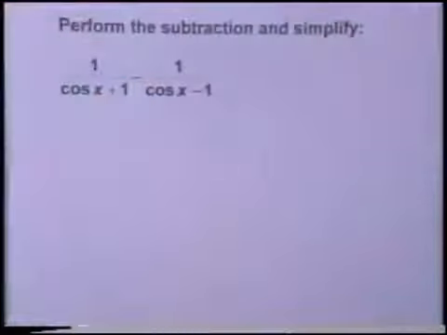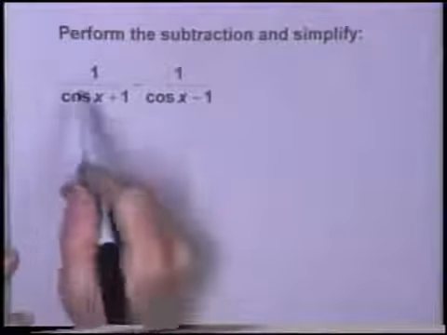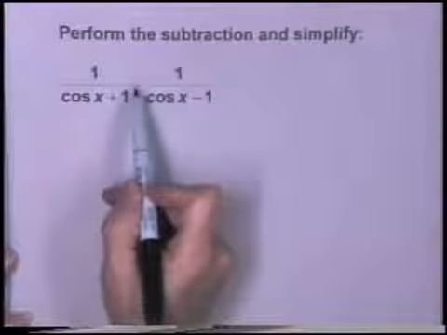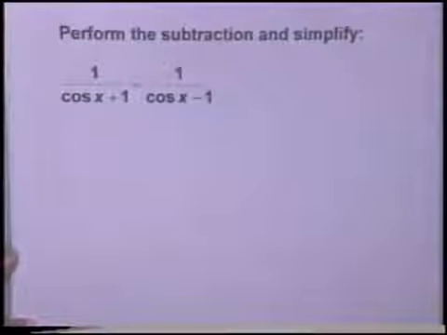Now, before we actually get into verifying identities, I want us to look at some sorts of algebraic type operations that we can do involving trig functions, just to get you thinking in terms of using algebra to work with trig functions. This first one says to perform the subtraction and simplify. Notice we have two fractions, 1 over cosine x plus 1. We're subtracting 1 over cosine x minus 1.